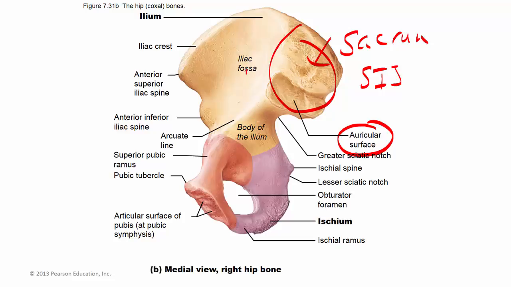You can see the body of the ilium. This whole thing is called the ilium. Here's your iliac crest again.